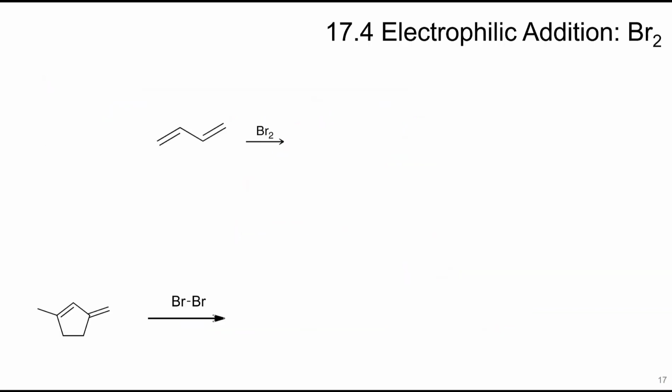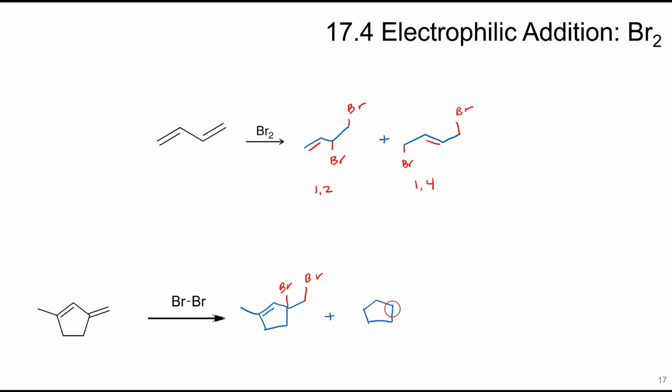If you're adding Br2 across the conjugated diene, we will see something similar. We'll have a 1,2 adduct and also the 1,4. And notice that double bond has shifted in between there again. If you have this diene, you can get this 1,2. We can get the 1,4.